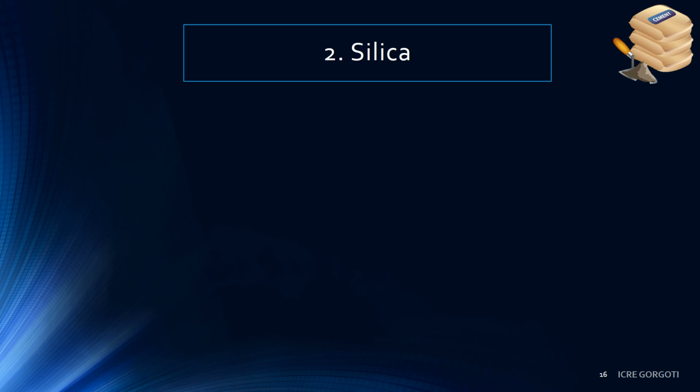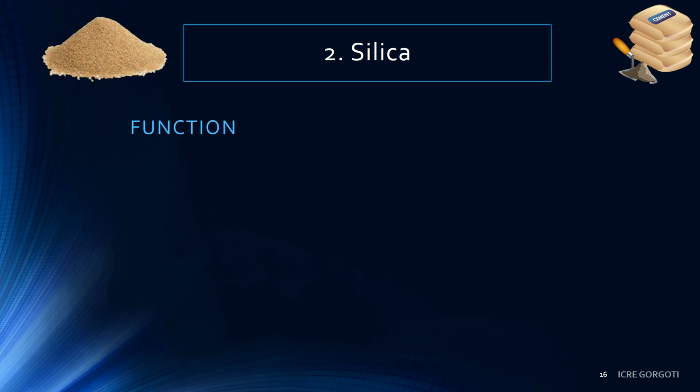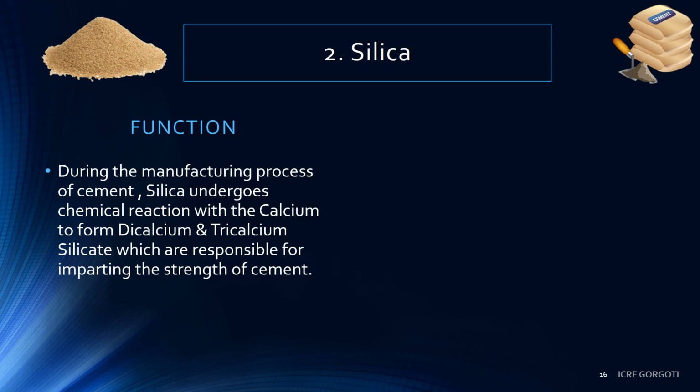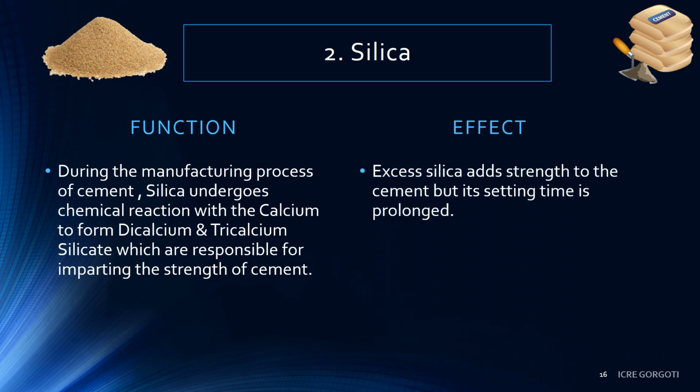The next constituent is silica. Its function: during the manufacturing process of cement, silica undergoes chemical reaction with calcium to form dicalcium and tricalcium silicate, which are responsible for imparting the strength of cement. It means silica is responsible for gaining strength of cement. Its effect: the excess silica adds strength to the cement, but its setting time is prolonged. Setting means hardening of cement, which is directly proportional to gaining strength. If setting time is prolonged or slows down, then strength gaining rate also slows down.